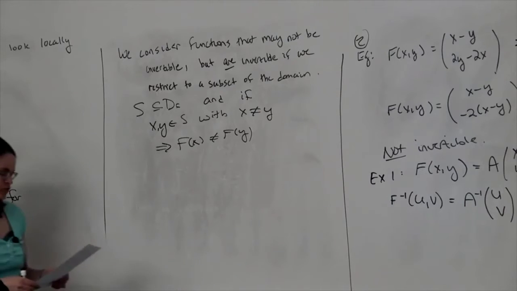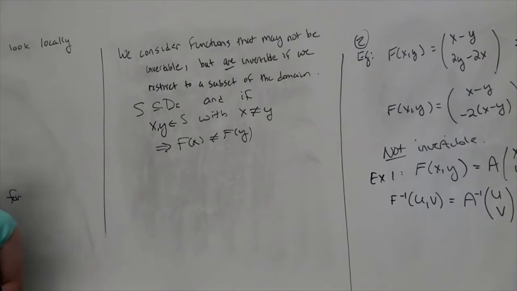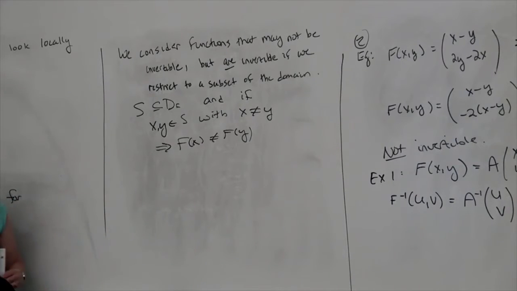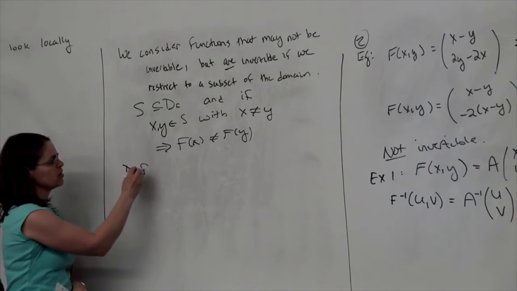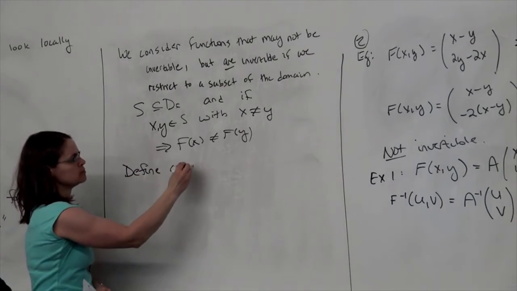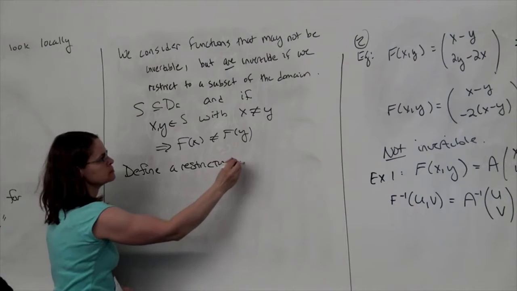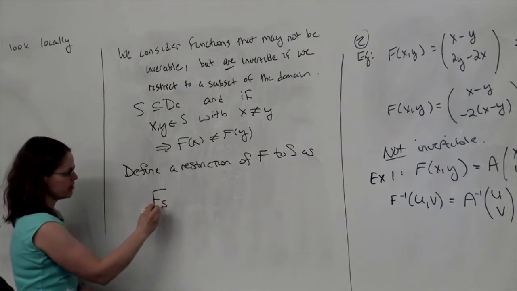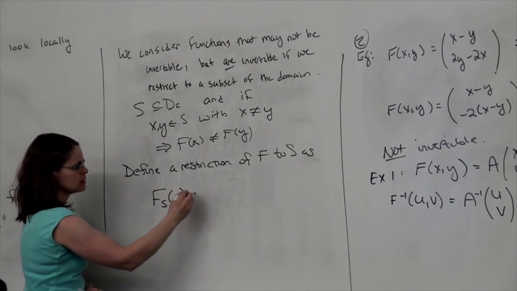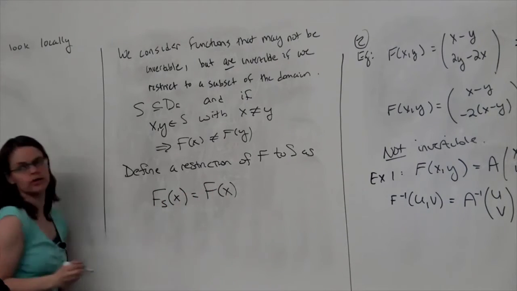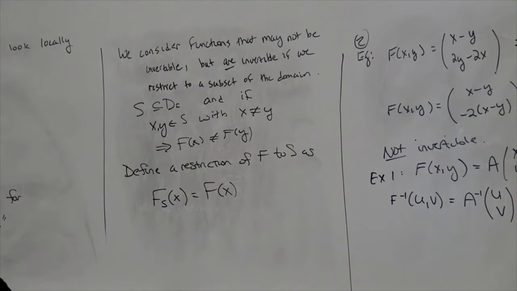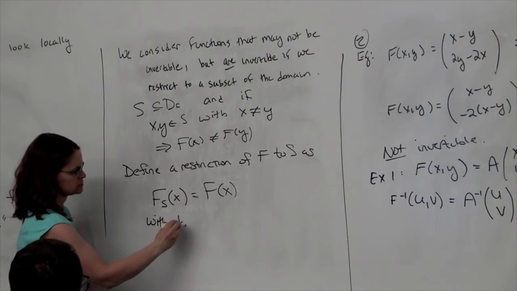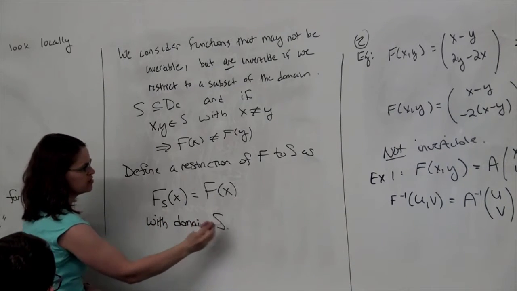OK, so we're going to find this restriction of the function. We're going to take our function f and just shrink its domain, essentially. So we'll define a new function on a smaller domain, and we're going to call this f sub S. It's the same as our original function, but now it has a different domain. So now the domain is S.